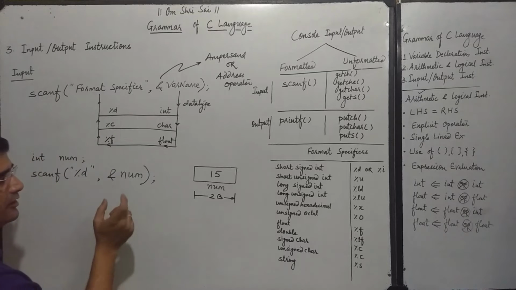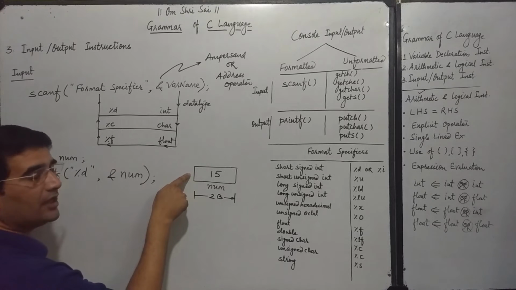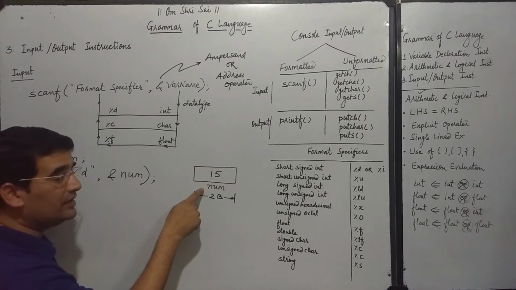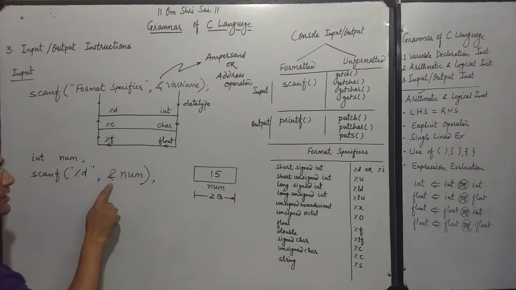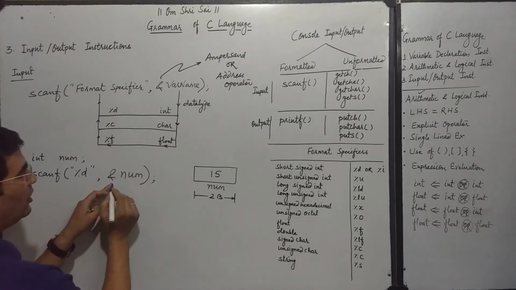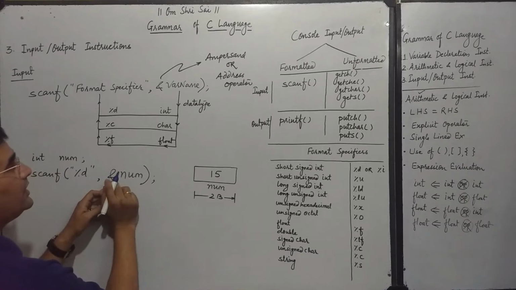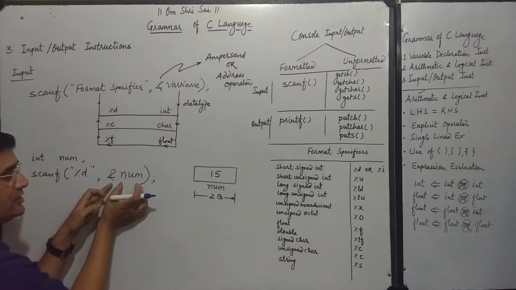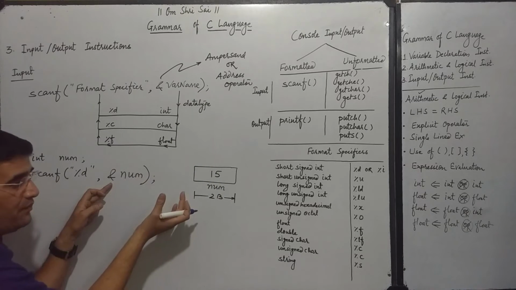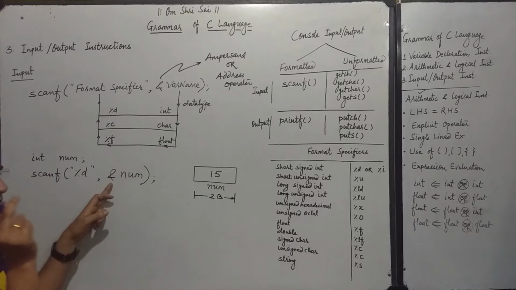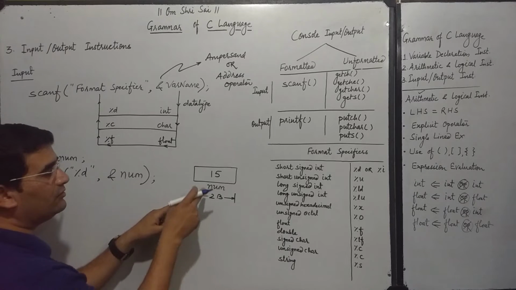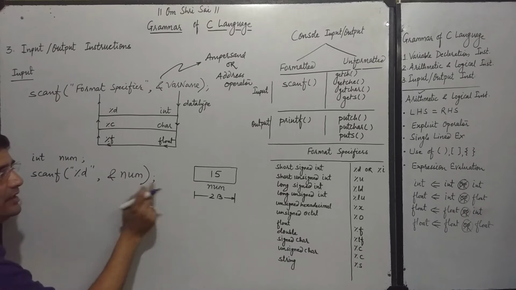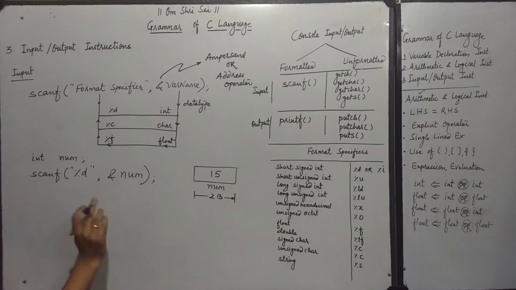So first of all, I must know the address location or the memory location of this variable num, and that task is actually achieved by the operator ampersand. This operator ampersand actually provides the address location of this variable num, and hence the value which is entered from the keyboard will be stored in this memory location num, as this will provide the address of that variable num.